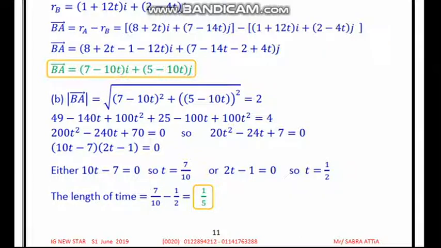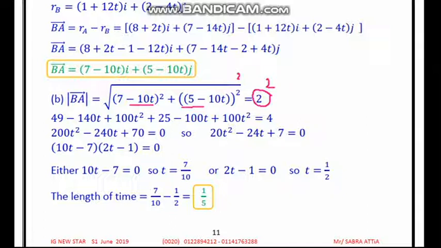Here we have the position vector AB, which is (7 minus 10t)i plus (5 minus 10t)j. So we can find the norm, as you know: the square root of the first component to the power 2 plus the second component to the power 2, which is equal to 2 km. So we square both sides and expand the brackets: first squared, second squared, plus first by second by 2.